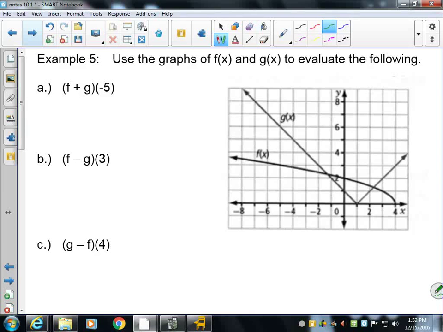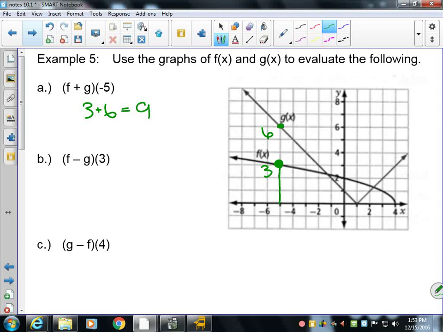The last thing that they might ask us to do is to evaluate some things. f plus g of -5. What does this really mean? What's f plus g when the x value is -5? So I go, where's x -5? Right here. So at this point, that's at 3. And at this point, 6. And it's saying f plus g. So 3 plus 6 is 9. You could just write 9 if you want.